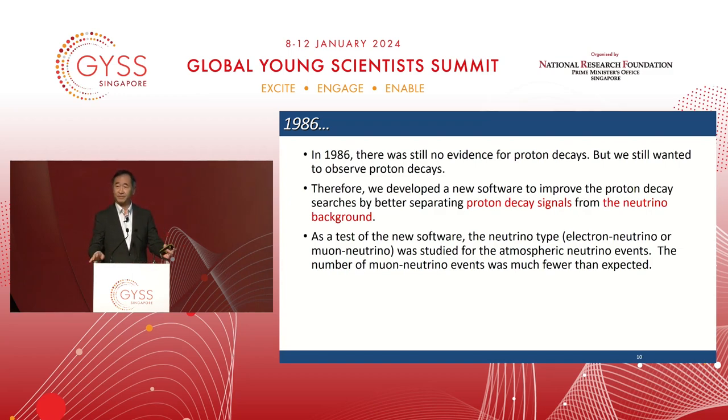Of course, if we write new software, we have to check this software as much as we can. And indeed, we did various tests. As a kind of final test of the new software, the neutrino type, that means electron neutrino or muon neutrino, was studied for the atmospheric neutrino events. Then we found that the number of muon neutrino events was much fewer than expected.